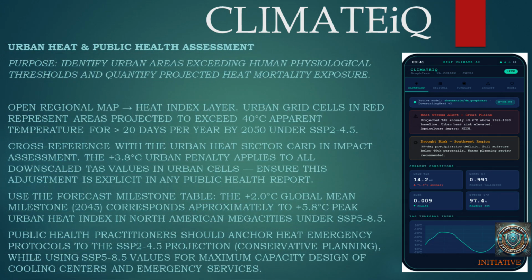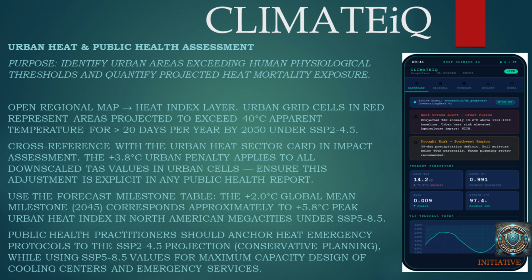This one is urban heat and public health assessment. The purpose is to identify urban areas exceeding human physiological thresholds and quantify projected heat mortality exposure. If you open the regional map, then you go to the heat index layer. Urban grid cells in red represent areas projected to exceed 40 degrees Celsius apparent temperature for more than 20 days per year by 2050 under SSP 2-4.5. Cross-reference with the urban heat sector card in impact assessment.